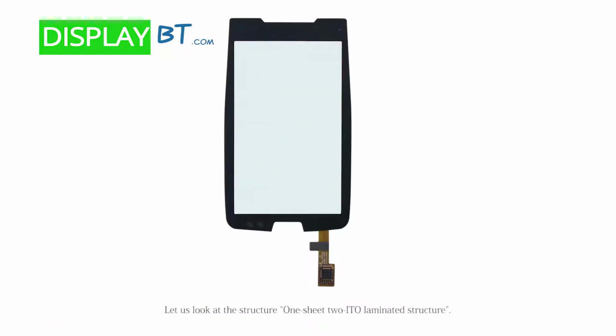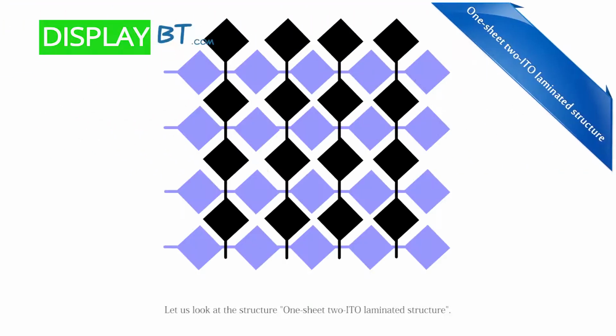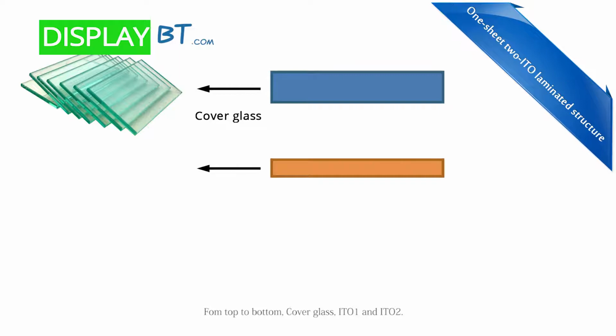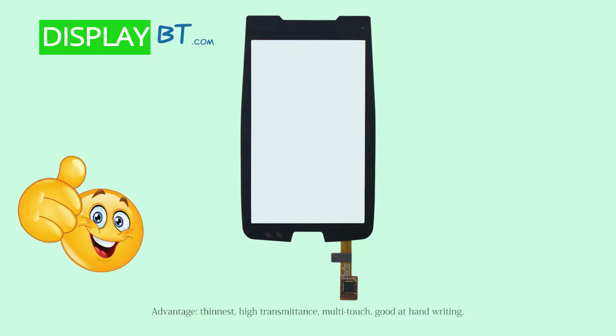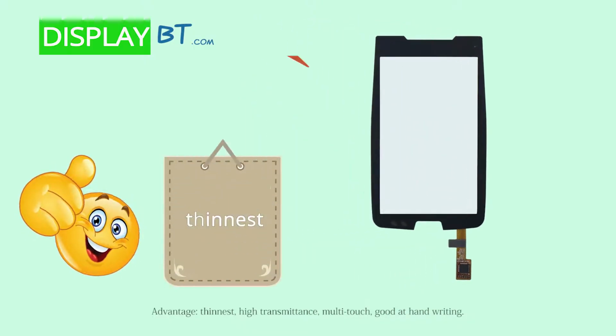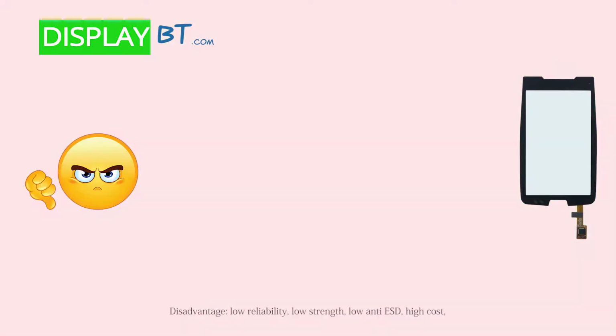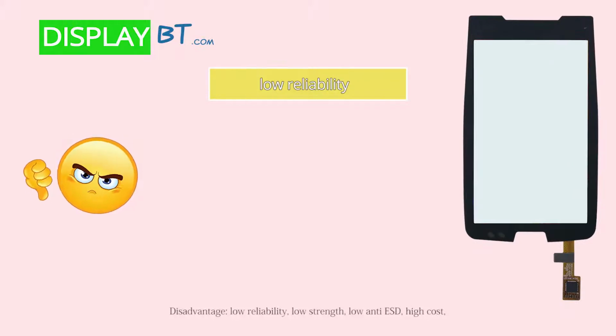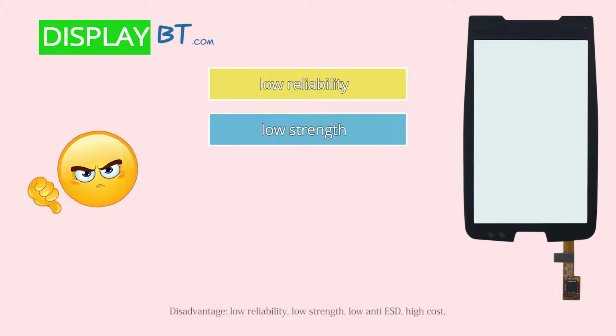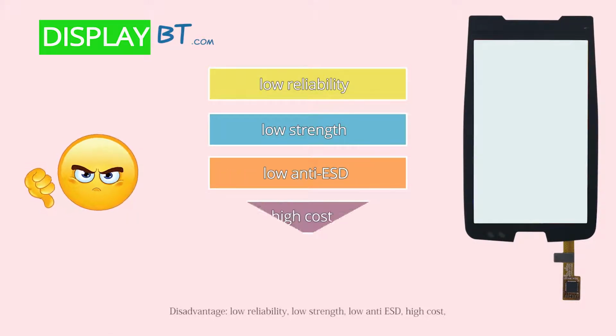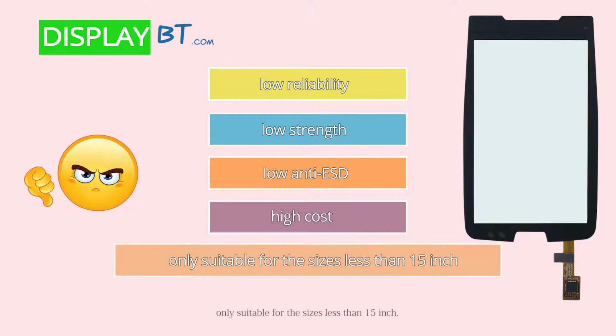Let us look at the structure: 1 sheet 2 ITO laminated structure. From top to bottom: cover glass, ITO1 and ITO2. Advantage: thinnest, high transmittance, multi-touch, good at handwriting. Disadvantage: low reliability, low strength, low anti-ESD, high cost, only suitable for sizes less than 15 inch.